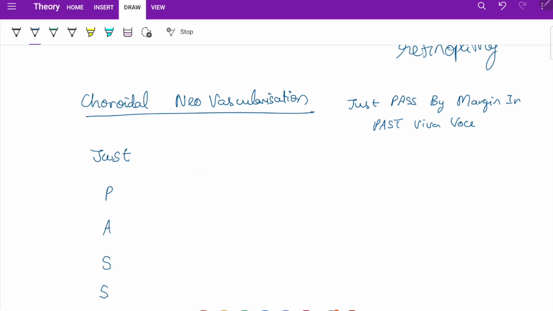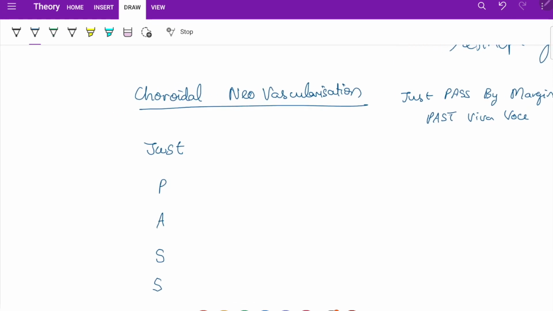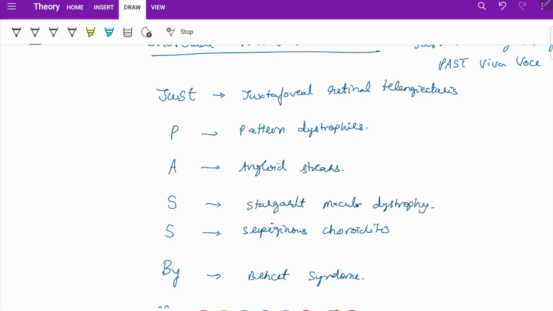Okay, just pass by margin in past viva was say. So this is how I usually remember. So how to remember this? J for just, juxtafoveal retinal telangiectasis. Okay? So juxtafoveal retinal telangiectasis is the J.